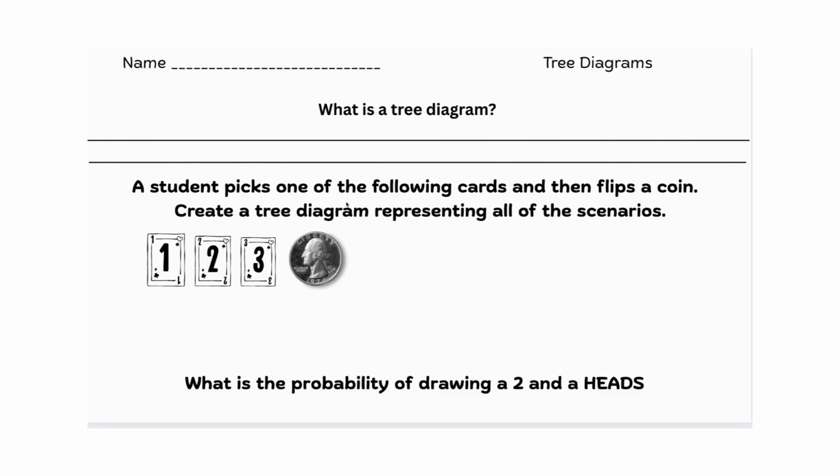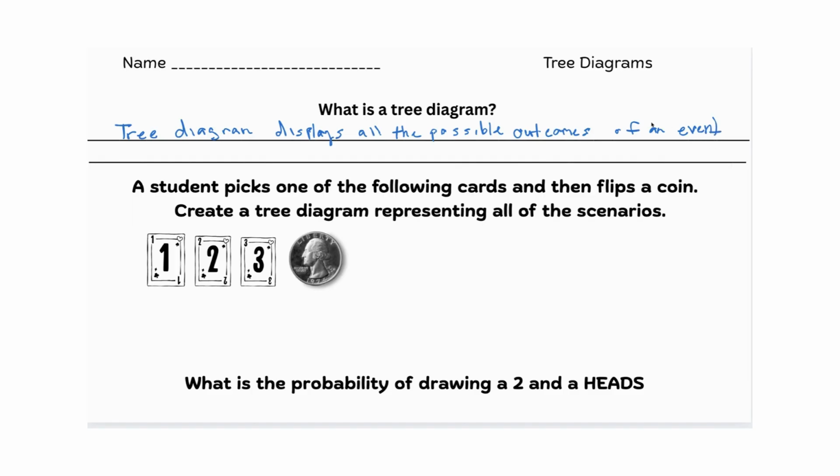Here's a really simple definition to write down. A tree diagram displays all the possible outcomes of an event. All right, so there's the definition. So let me show you.